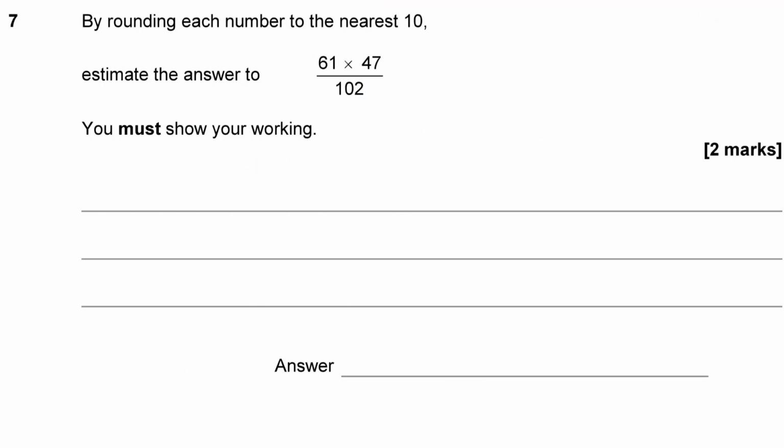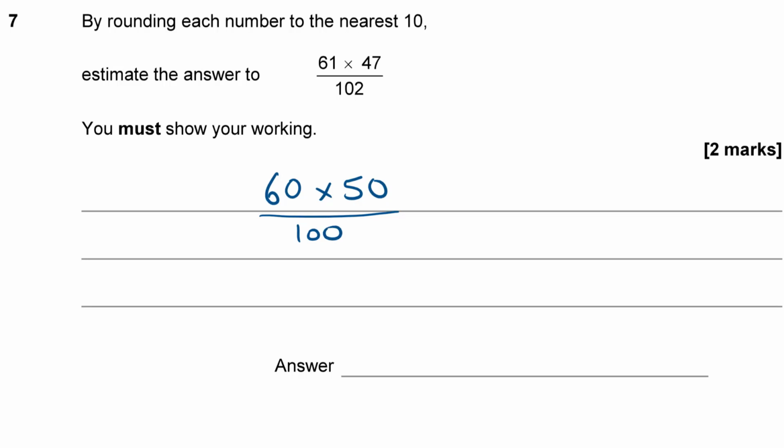Question 7. By rounding each number to the nearest 10, estimate the answer to 61 times 47 divided by 102. Okay, so let's round off each number first. So 61 to the nearest 10. Is it nearer 60 or is it nearer 70? Well, it's clearly nearer 60. 47, is that nearer 40 or is it nearer 50? 5 or above rounds up, 4 or below rounds down, so that's going to be rounded up. 102, is that closer to 100 or 110? So 2 rounds down, so that is 100.